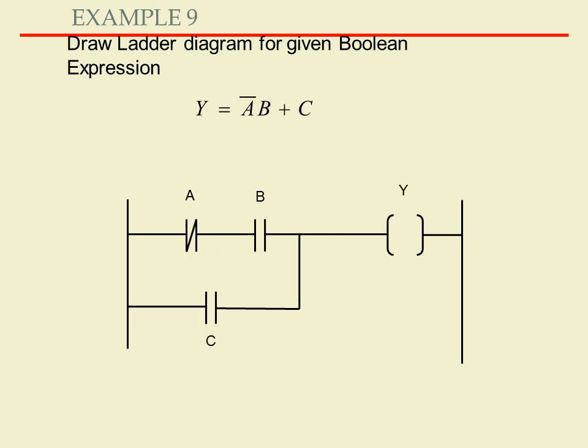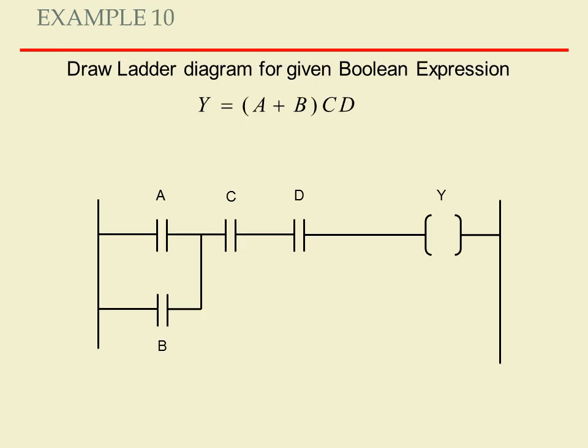Example 9, the Boolean expression is Y is equal to A bar B plus C. So A bar B can be represented as inverted A, that is closed switch A, into B. Plus C, so plus C is in the parallel branch. So this is the representation for Y is equal to A bar B plus C in the ladder diagram.